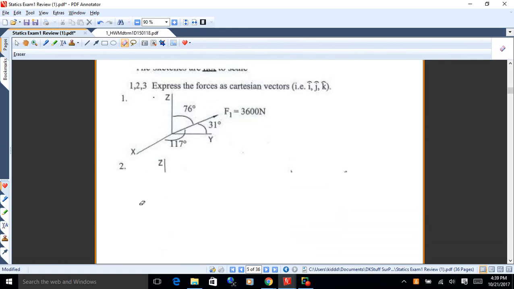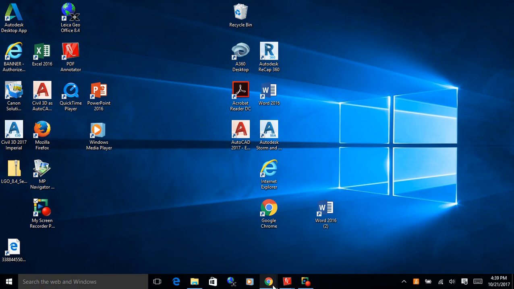Here's some examples from some old tests. Let's find on this one, what you do would be to use the 3 angles to find the force. Now keep in mind that these problems are available online. They're in the test review section of Moodle, so you can go get them there.